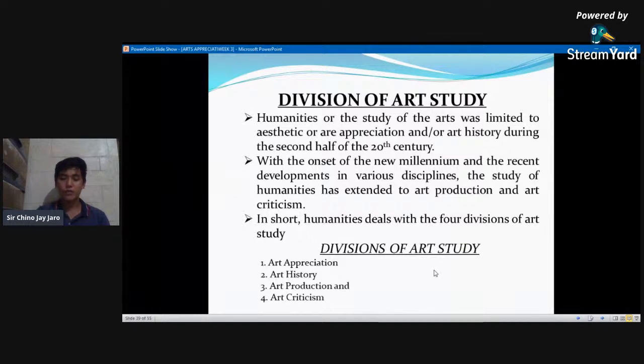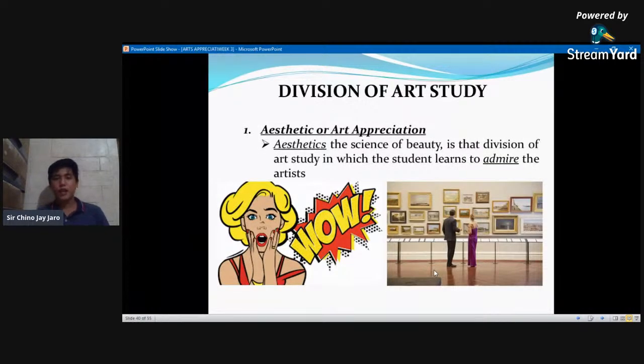Art appreciation, first. Aesthetic, the science of beauty, is that division of art study in which the student learns to admire the artist. Hindi mo man siya kilala or kilala mo man siya, once na nakita mo yung kanyang mga artwork at namangha ka sa kanyang gawa, ay ang galing niya, no? Mahusay itong gumawa nito. Minsan nagkakaroon ka ng interest na sino kayang gumawa nito? So kung may kakayahan kang bumili ng kanyang mga artwork, mas maganda. Talagang nagkakaroon ng appreciation of the art. Aesthetic or art appreciation.